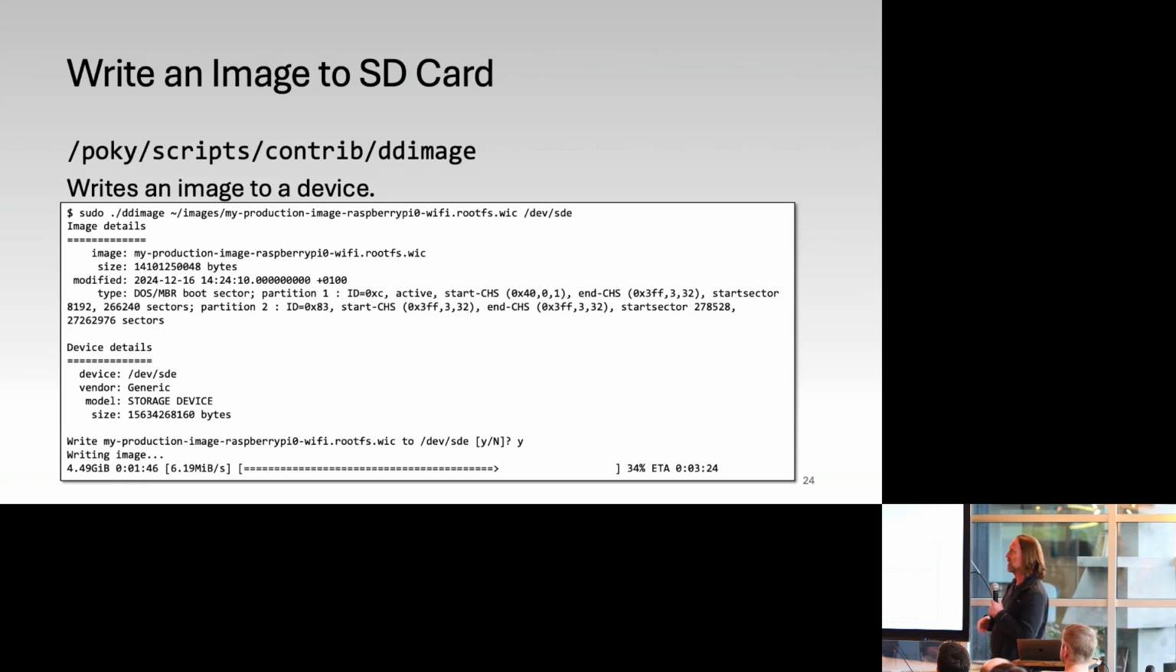Writing to an SD card. If you're not using bmaptool, which I think is what most people should be using, there is a little tool that will handle just writing to the SD card for you. It's basically a nice wrapper around dd that works out what you've got on your system, and it gives you a bit of information about the image that you're flashing and the device that you're flashing to.